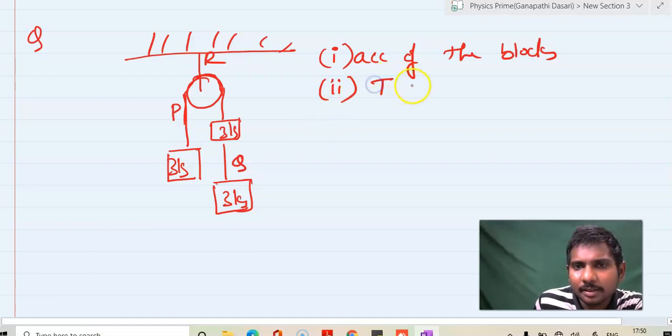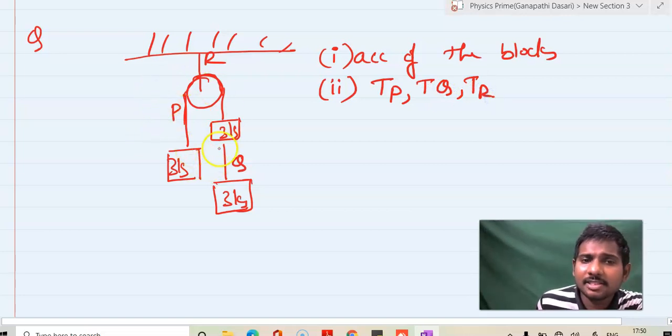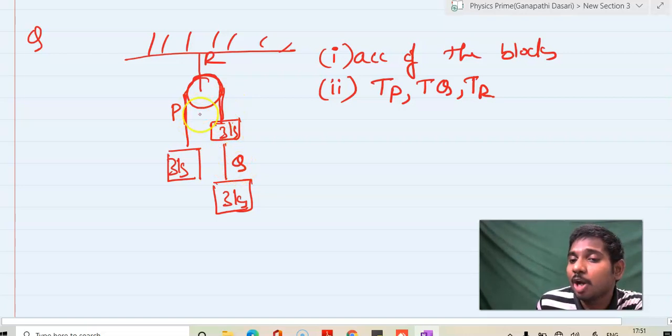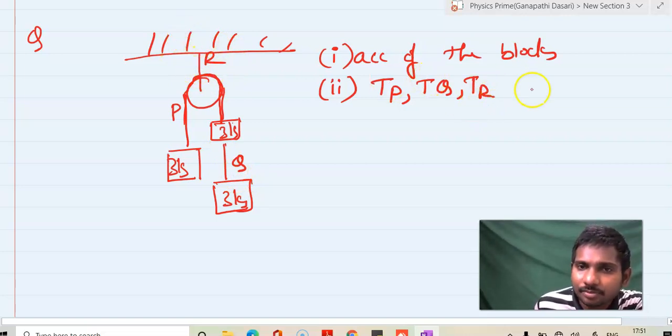What is the tension in, what is TP, TQ and TR. These 3 strings are different. This string is entirely same from this 3 kg block to this 3 kg block. This Q string, there is this block in between this P string and Q string. So TQ and TP will not be same. So this TQ string tension and the string R, the tension in that string R, that is TR. This is the question that we need to find out.